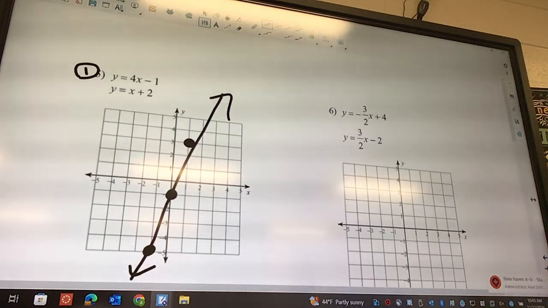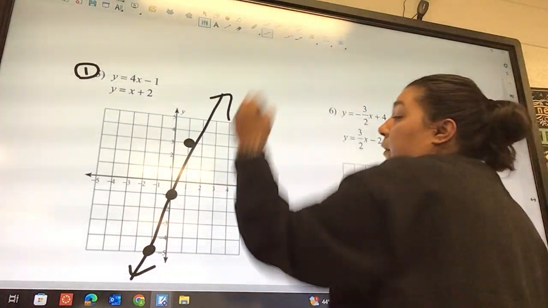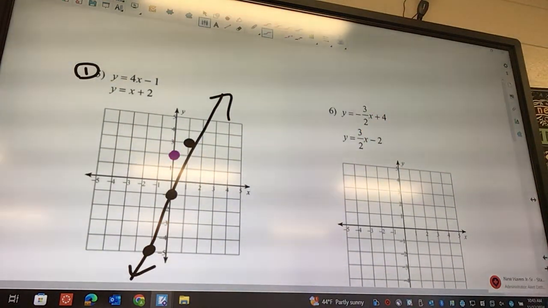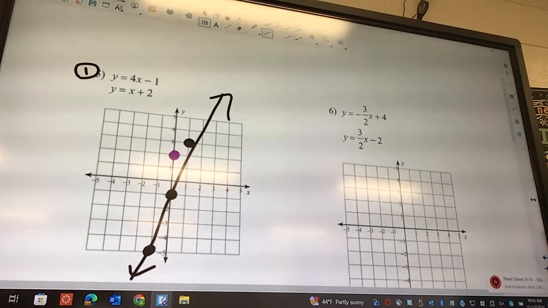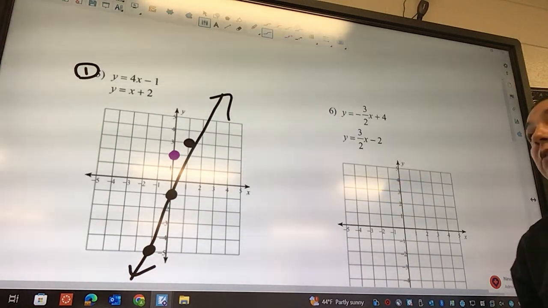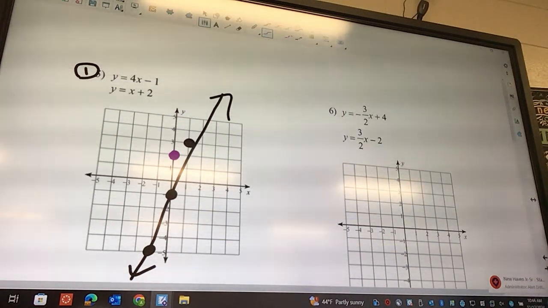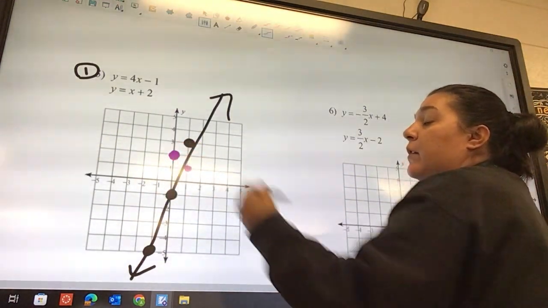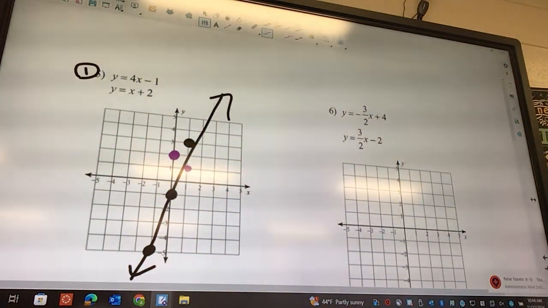Okay, line 2 starts where? At 2. Starts at 2. And what is my slope? 1 over 1. Does it make more sense to go up 1 over 1 or down 1 over 1? Down 1 over 1. Okay. Which way am I going over? Right. Okay, so down 1 to the right 1. That looks right? What's wrong?